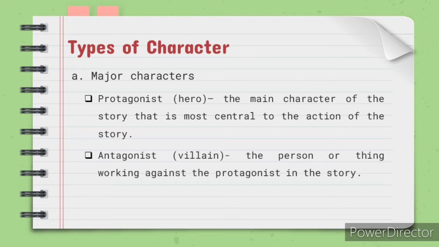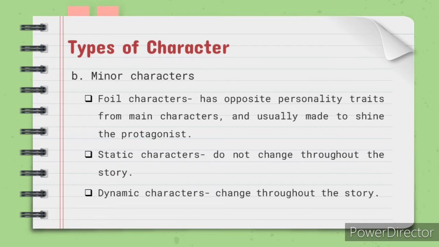Second is the antagonist. This is the person or team working against the protagonist in the story, or the figure who opposes the protagonist and creates the conflict. Minor characters. These are the other characters in the story. They are not as important as the major characters but still play a large part in the story. Their actions help drive the story forward. They may impact the decisions that the protagonist or antagonist make, either helping or interfering with the conflict.